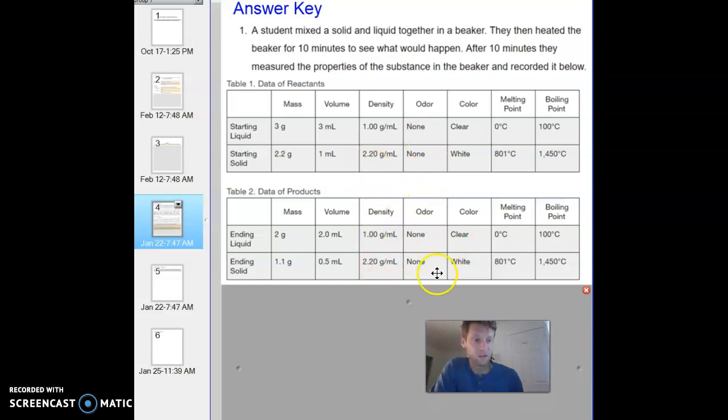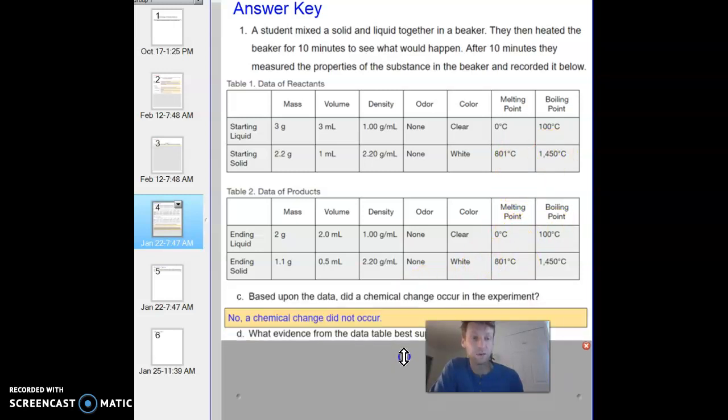The odor was none for all of them. The color of the starting and ending liquid were the same, and the color of the starting solid and ending solid were the same, and the melting point and boiling point matched for both the liquid and the solid as well. Therefore, no, a chemical change did not occur.